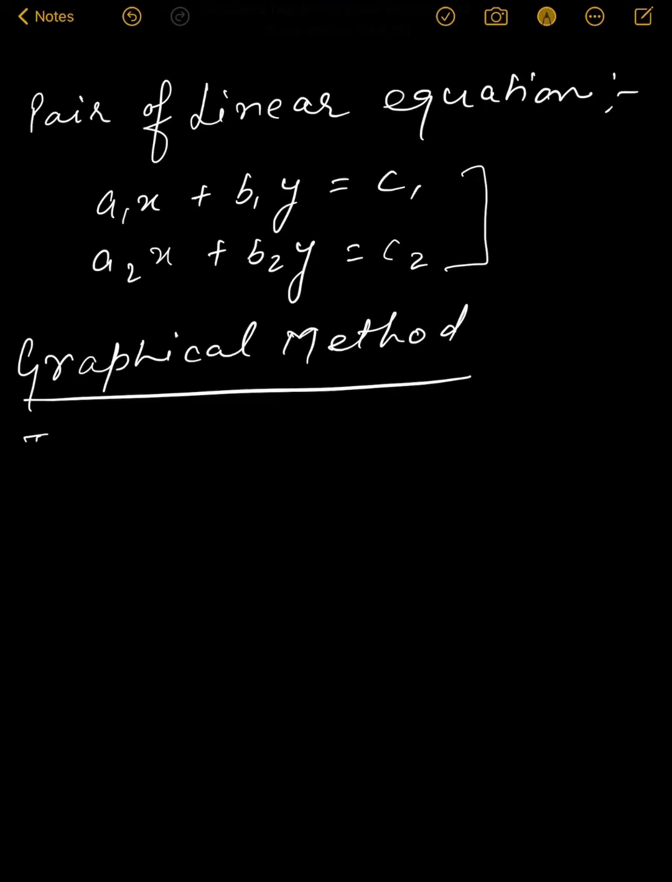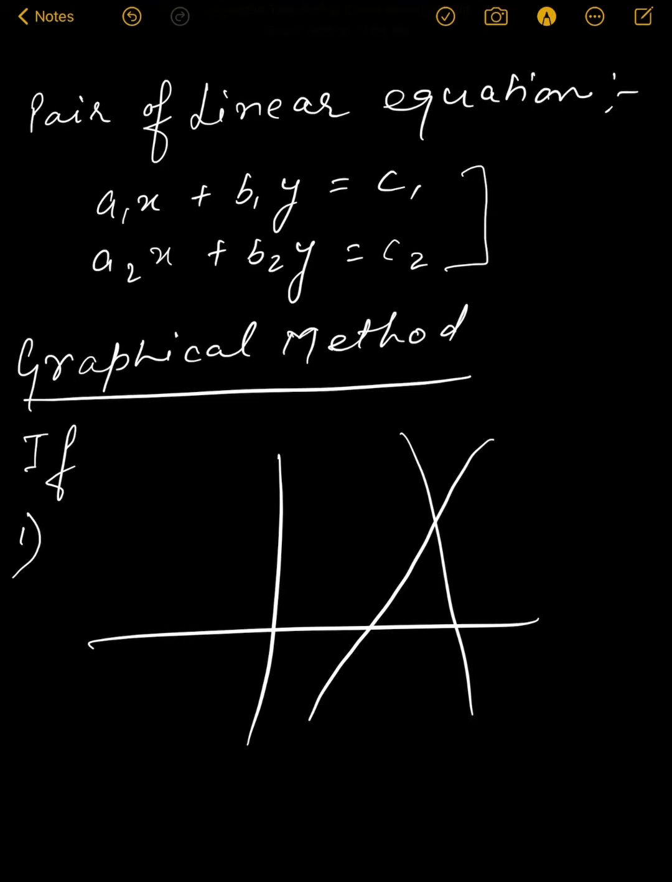So if you plot the two lines and you get a graph like this, intersecting somewhere, that means this is a unique solution. This point is common for both the equations or lines, so it will satisfy both the equations, so we call it a unique solution.